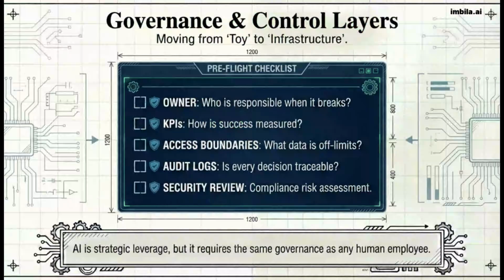Before launch, we apply governance and control layers. Just like a human employee, an AI agent needs a pre-flight checklist, defined ownership, success KPIs, strict access boundaries, and comprehensive audit logs for accountability.